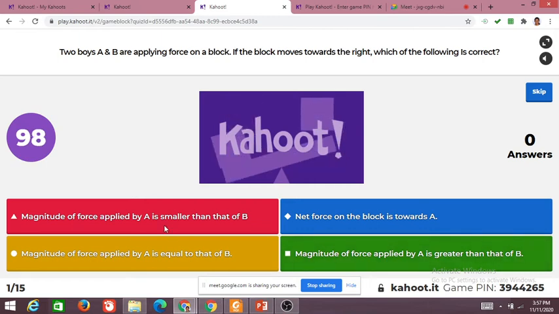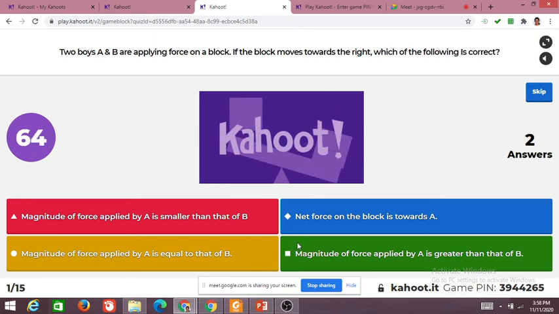I'll read the question again. You have time. Two boys, A and B, are applying force on a block. Remember the picture. If the block moves towards right, which of the following is correct? First option, red one, magnitude of force applied by A is smaller than B. Second one, magnitude of force applied by A is greater than that of B. That is the fourth option.